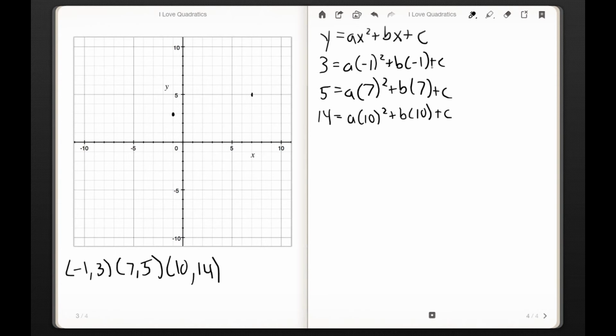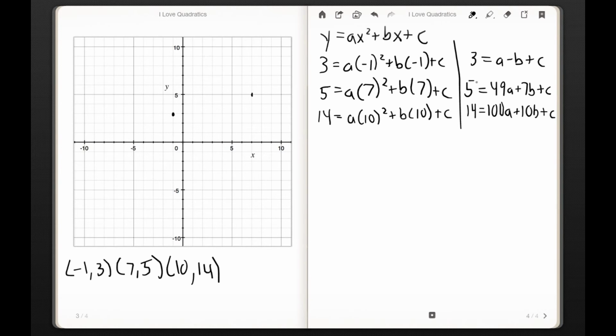Okay, now let's simplify all of these out. So we'll get 3 equals a minus b plus c. Let me keep these aligned here. We get 5 equals 49a plus 7b plus c. And 14 equals 100a plus 10b plus c. Okay, so again, you can see that we have one c in each of these, so this is not that hard to do.